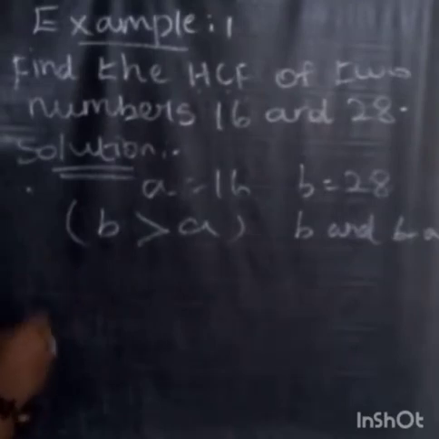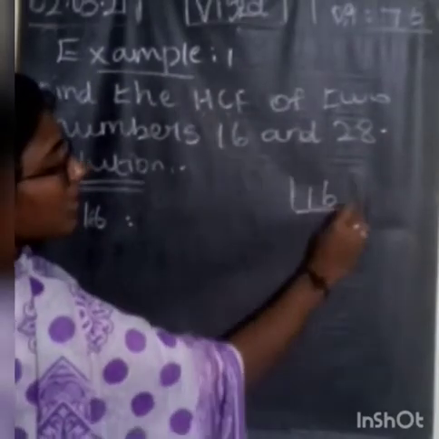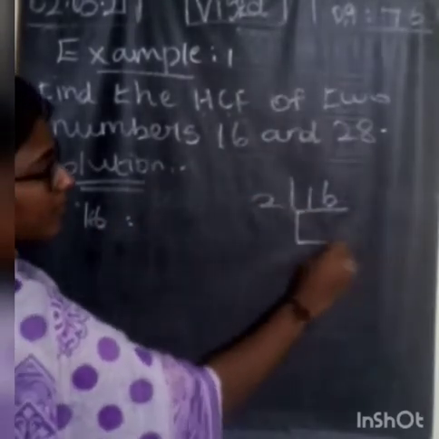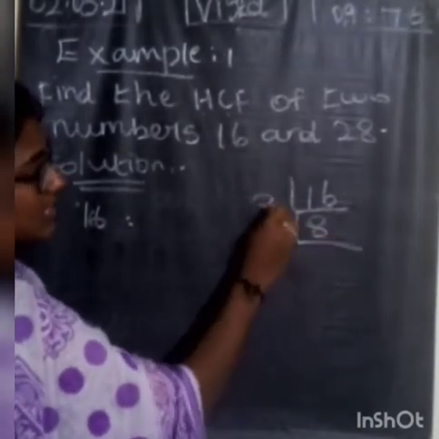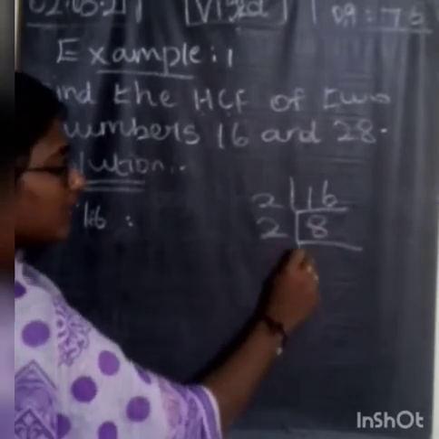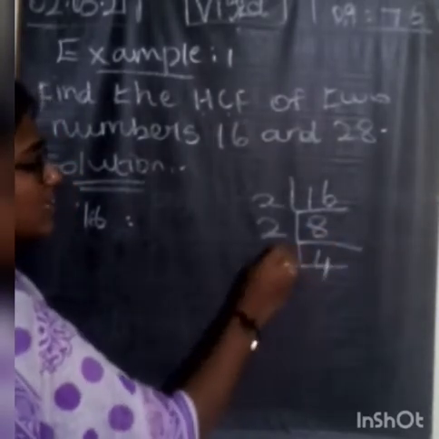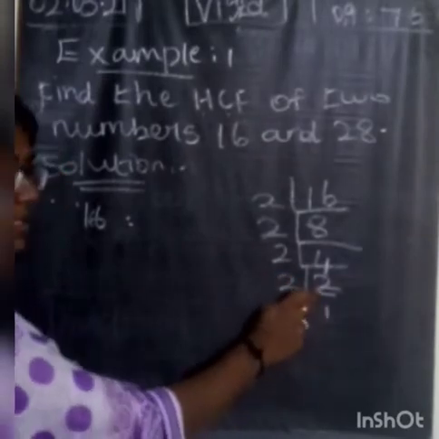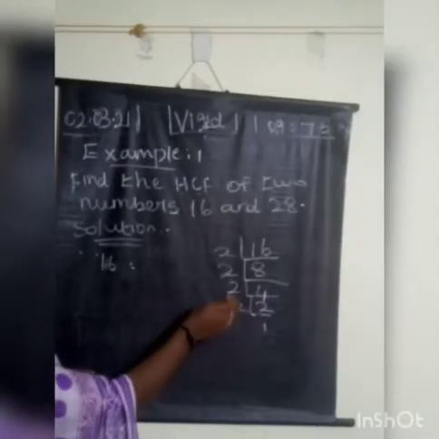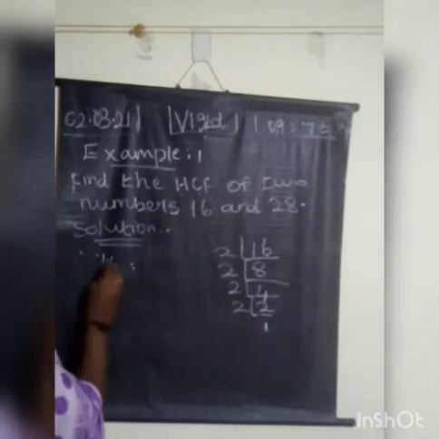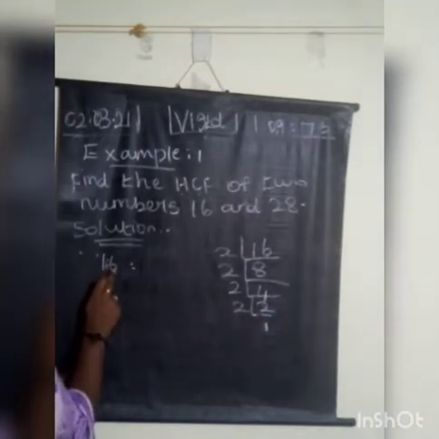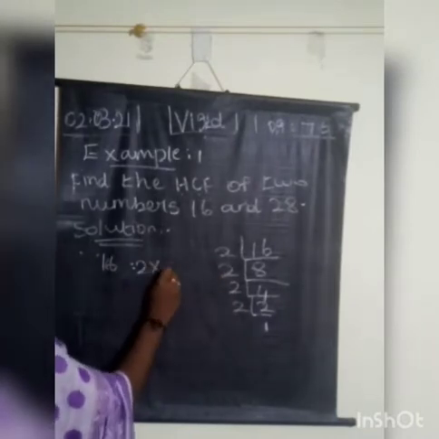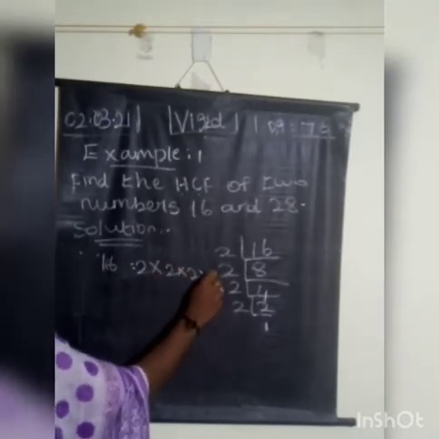The prime factorization of 16: it is an even number, divisible by 2. 8 twos are 16, so divide again by 2. 4 twos are 8, 2 twos are 4. 2 is a prime number, divisible by itself, so we get 2. So the prime factorization of 16 equals 2 into 2 into 2 into 2.